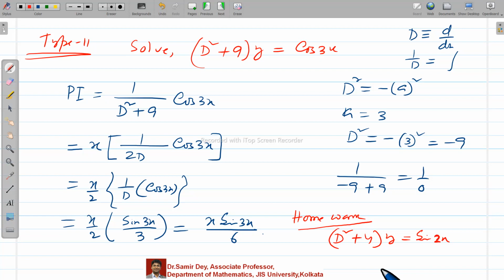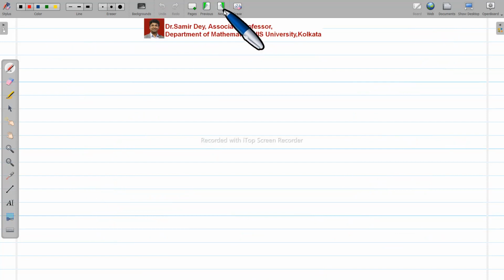So here in type 1, your denominator is not coming 0, but in the second, your denominator is coming 0. If your denominator is coming 0, then you have to multiply with x and take the derivative of the expression with respect to d. Okay, so now switch to type 3 as the last type.